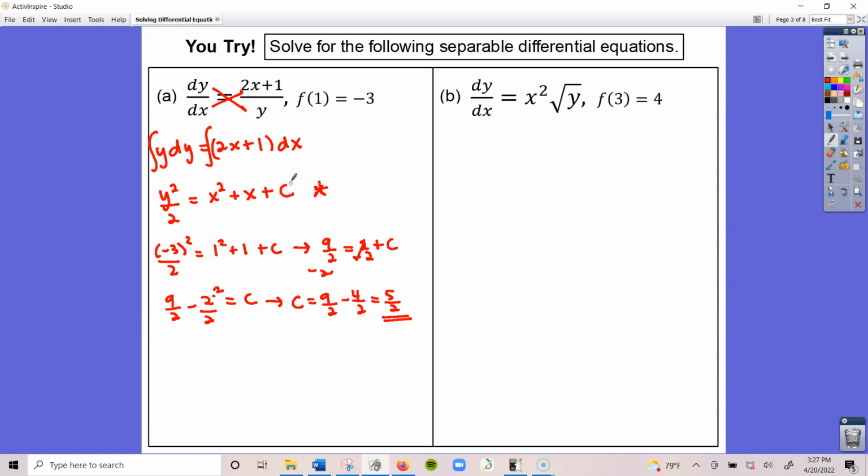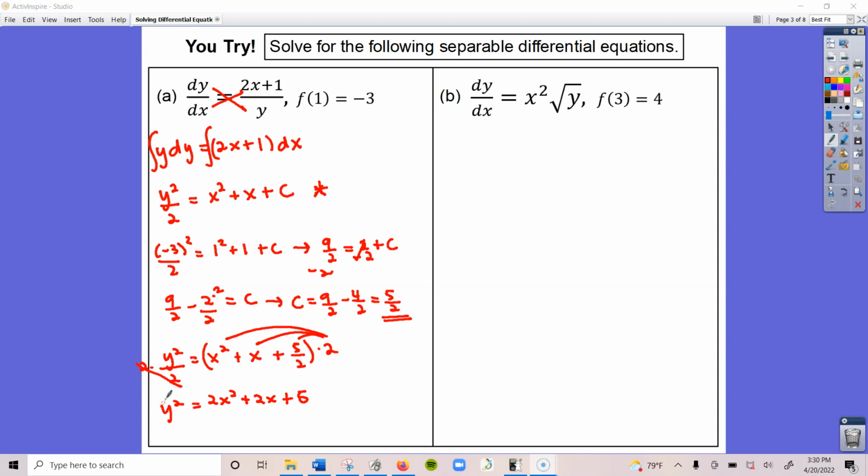I'm going to take that number and plug it in for c. So y squared over 2 equals x squared plus x plus 5 over 2. Now we need to finish solving for y. So I'm going to multiply 2 to both sides. And when I multiply on the other side, I have to make sure that I distribute it. So y squared is equal to, now I'm going to distribute this 2, and I get 2x squared plus 2x, and then these 2's here would cancel, so plus 5.